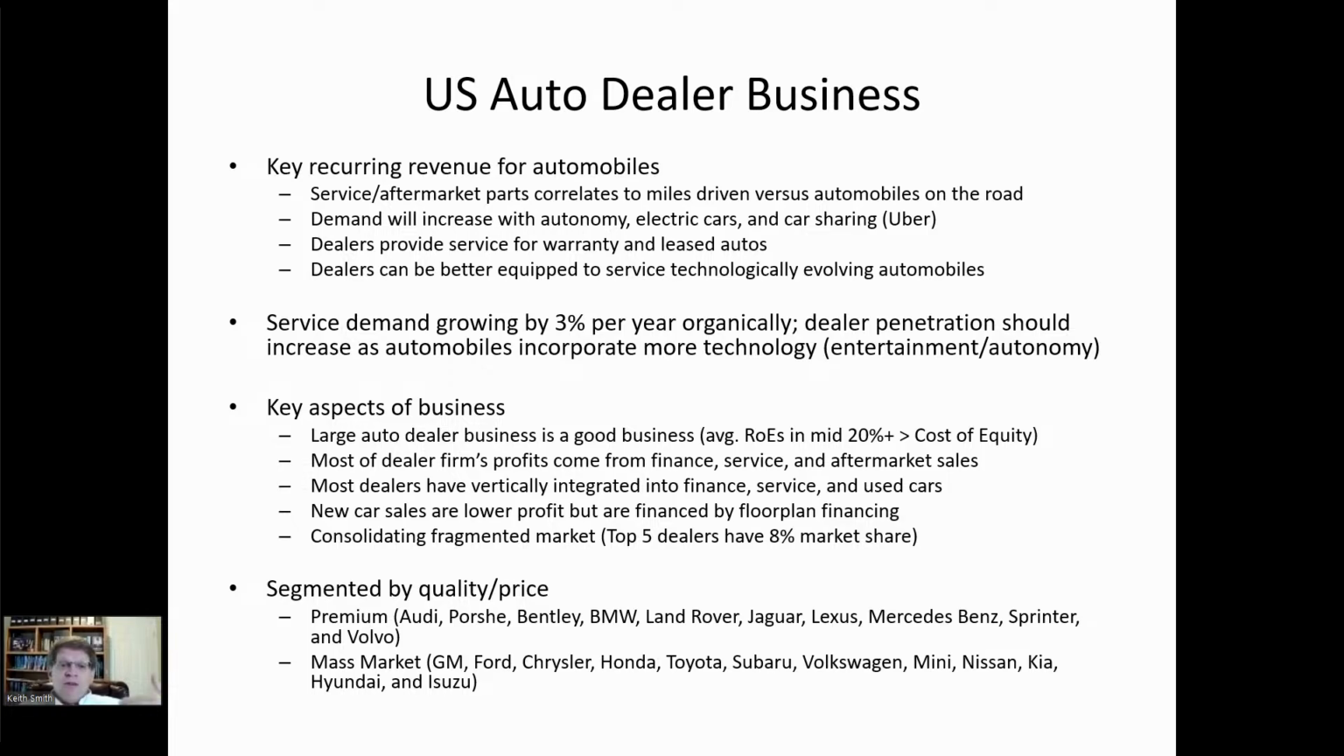And you've got this consolidated, fragmented market when it comes to auto dealerships. Now, the way that dealerships are typically broken out, there's premium and mass market. Premium dealerships are going to be more of a higher touch, higher service type of segment, versus the mass market, which is more just people buying cars.